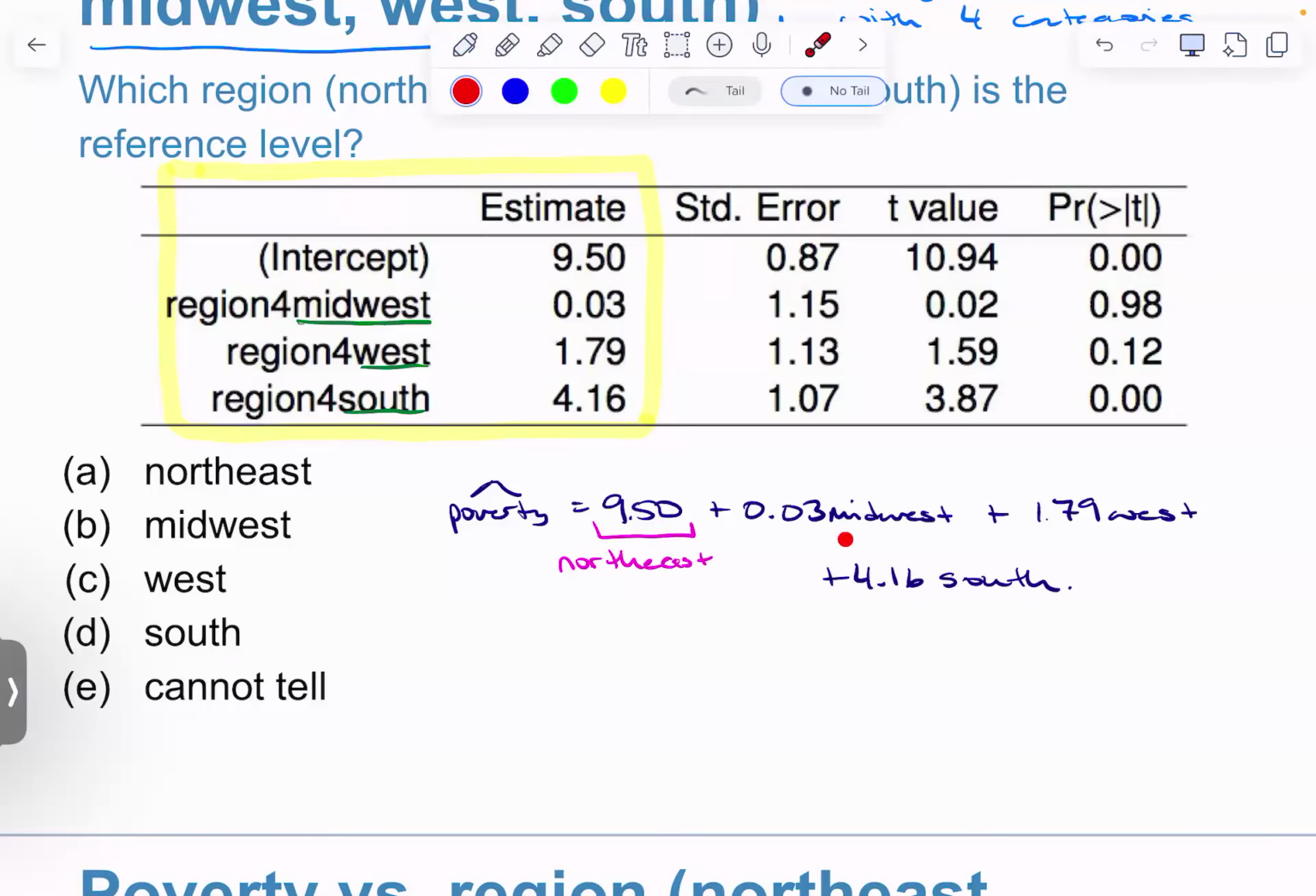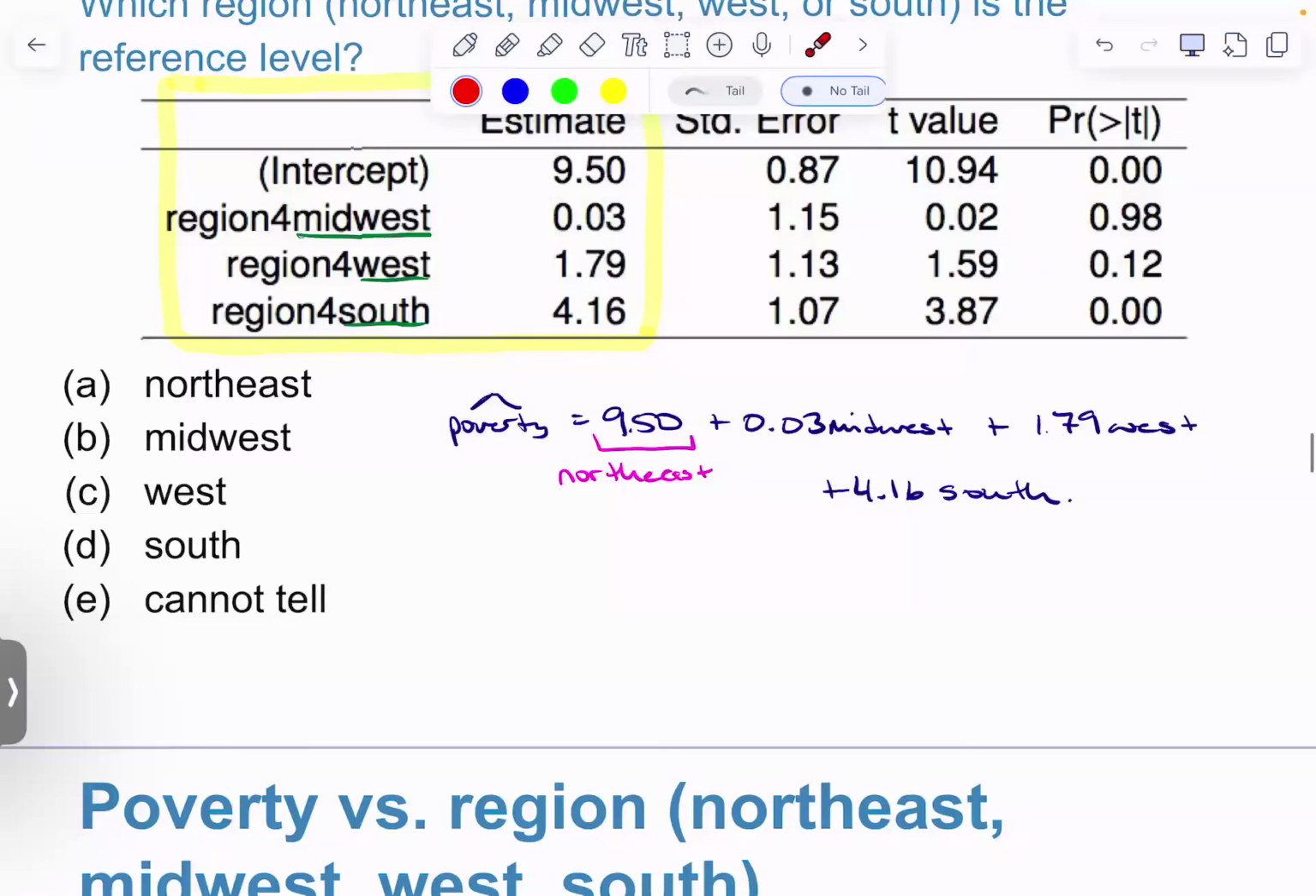So how you read this is, if you are talking about a Midwest state, then you would say the predicted percentage in poverty is 0.03% higher than the Northeast, or 9.5 plus 0.03. If it's the Midwest, then it can't be the West and it can't be the South. And so those are turned off and you multiply by 0 and they disappear. So then the Northeast is your reference level.